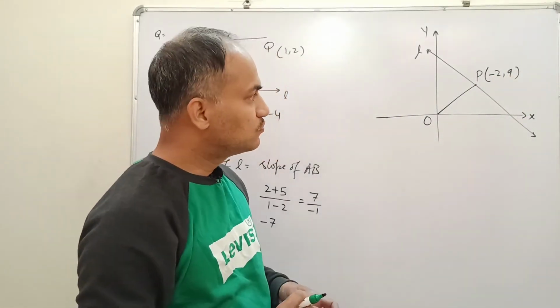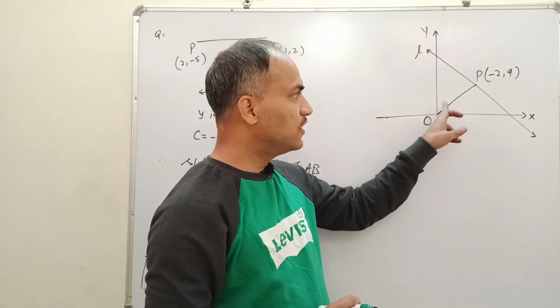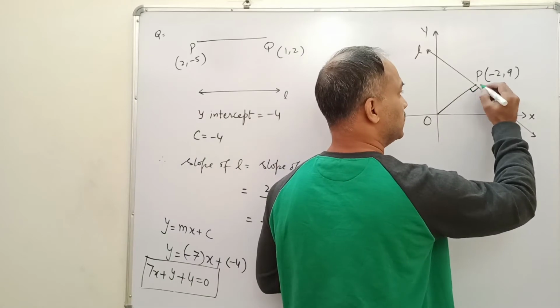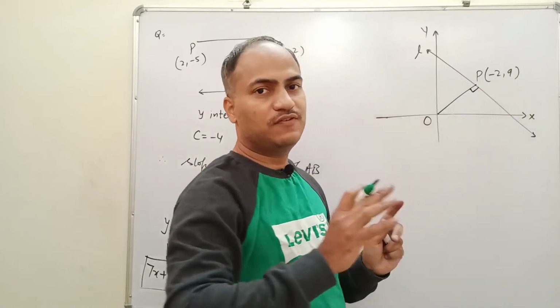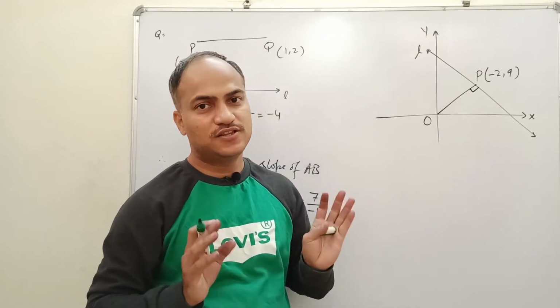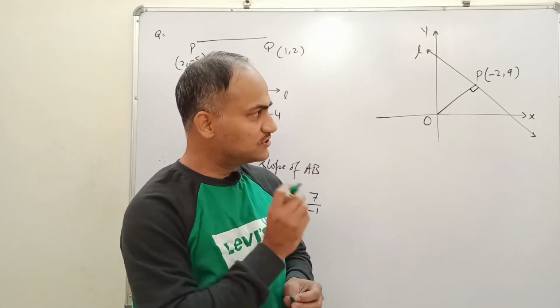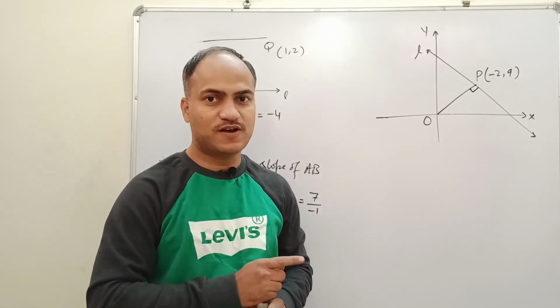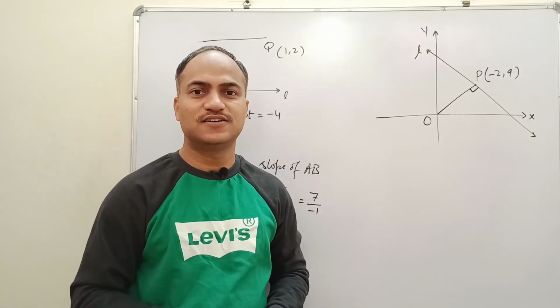Fine. So what is given to us? From origin we have drawn perpendicular to this straight line, and the coordinates of this point are given. Now we have to find the equation of this straight line in this condition. Okay, so please devote some time for this question. You can pause the video, solve this question, and then you can see the complete solution.